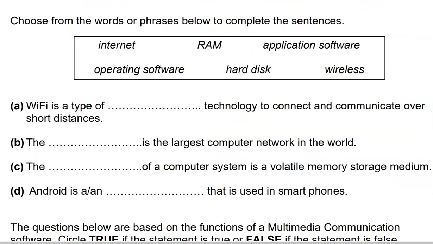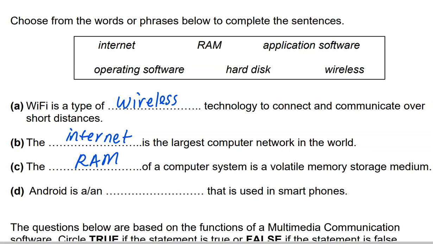Next, 25. Choose from the words or phrases below to complete the sentences. Wi-Fi is a type of wireless network will be the best answer. The internet is the largest computer network in the world. The RAM of a computer system is volatile. It will save your memory only while you're using it, and when you do not save permanently in a hard disk or thumb drive, when you switch off the computer, everything that you were doing will be gone.